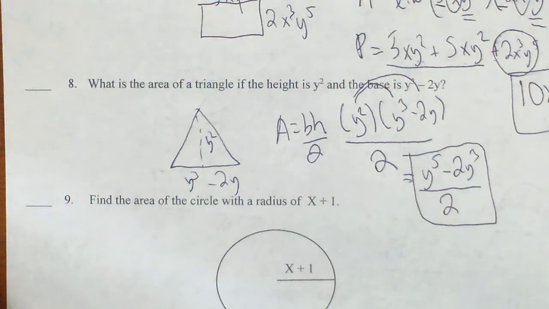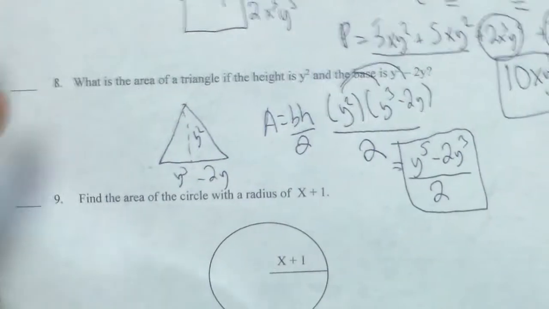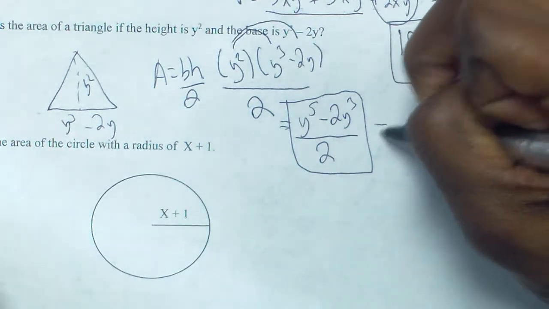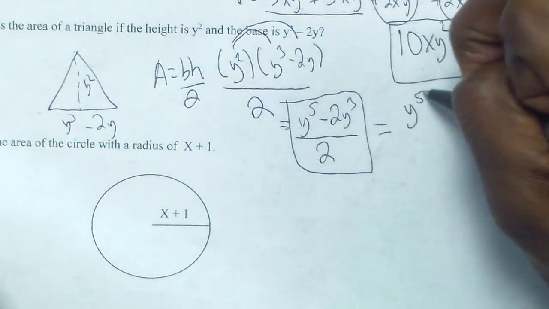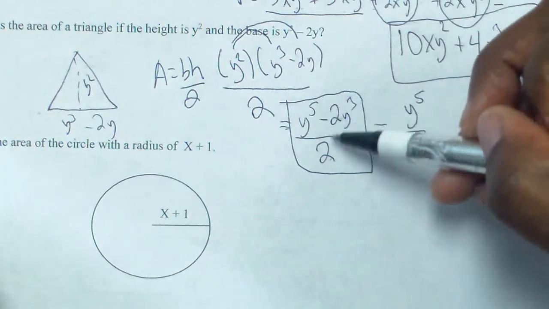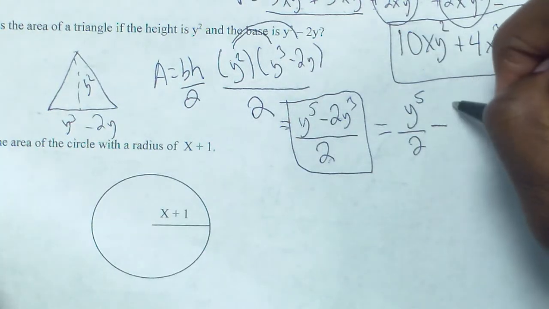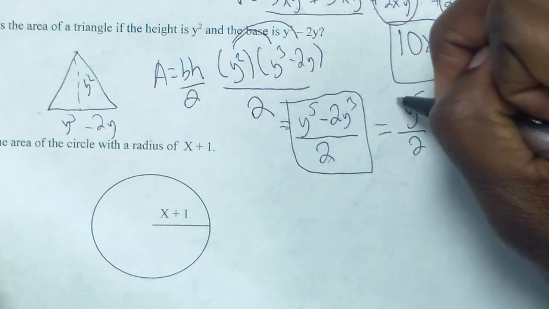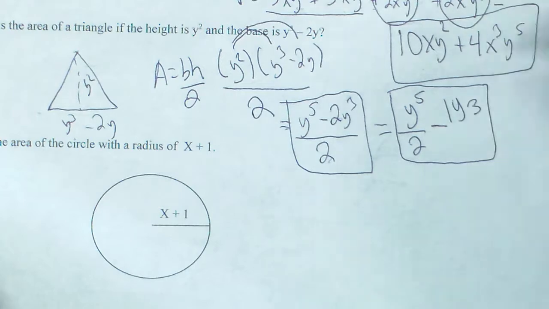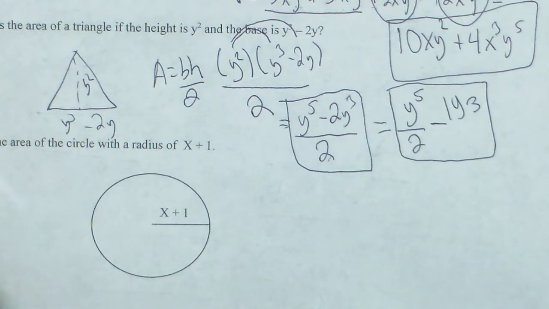Oh no, sorry, I know some of y'all are saying something right now. I messed up. We can't distribute anymore. The y to the 5th will stay over 2. The second one reduces. 2 divided by 2, that's going to be negative y cubed. Sorry about that. If you want to put the 1, you can, negative 1y cubed, but you don't have to. And that's the final answer.